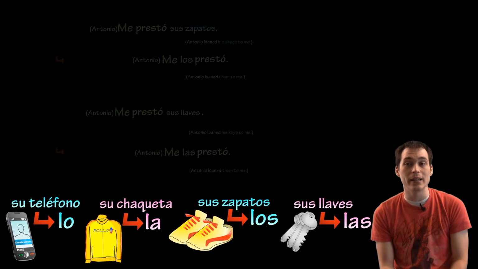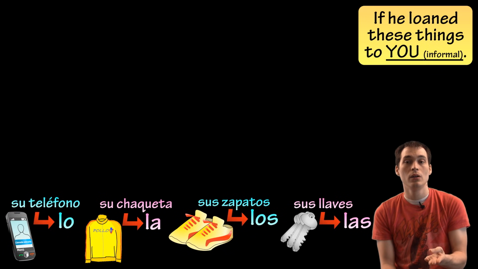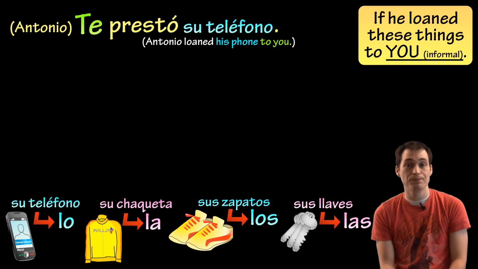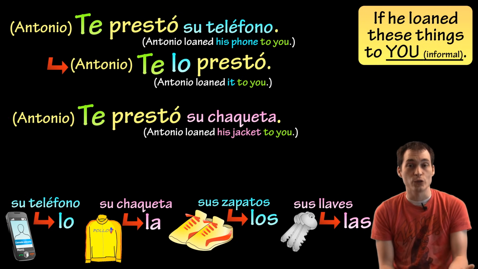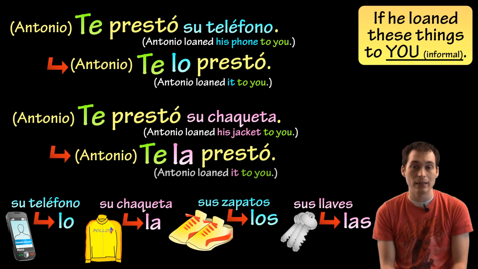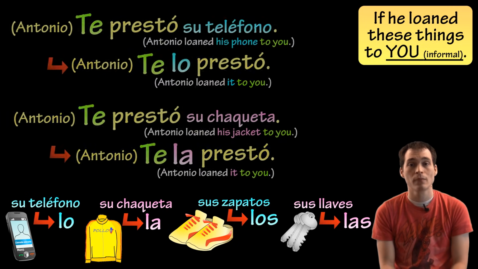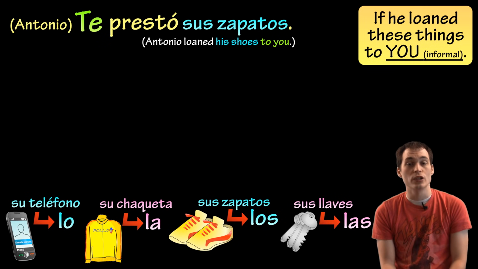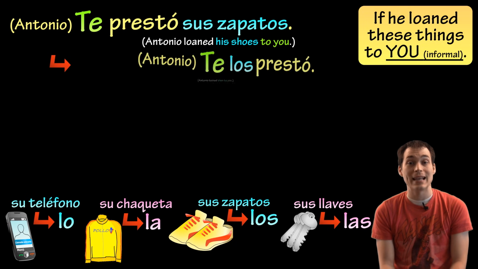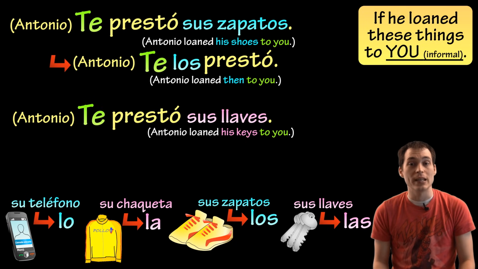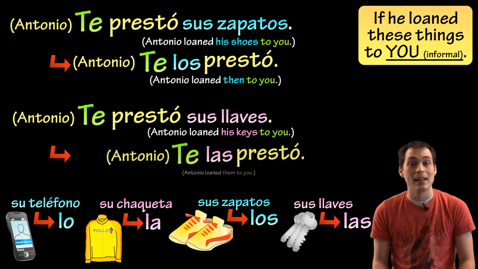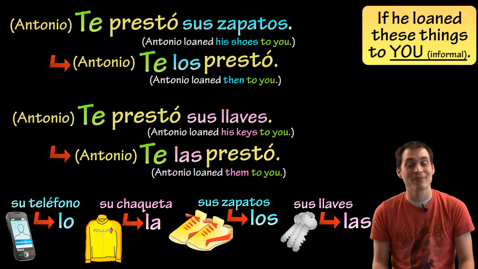Now, if he instead loaned these things to you, te prestó su teléfono. Once we know we're talking about a telephone, we could say, te lo prestó. Te prestó su chaqueta. Te la prestó. Te prestó sus zapatos. Te los prestó. Te prestó sus llaves. Te las prestó.